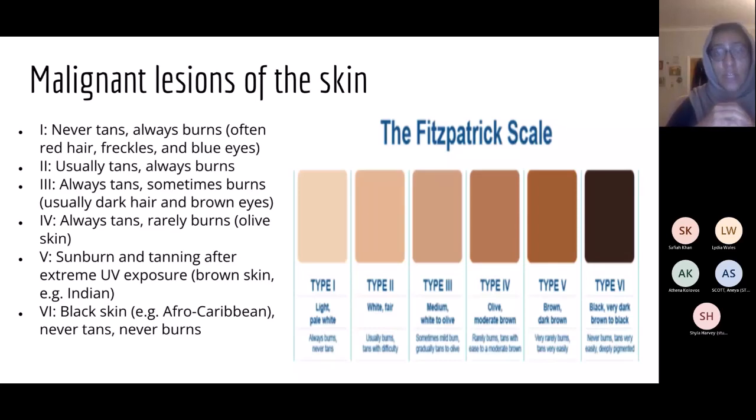And there are other things around immunosuppression, which can obviously make people more prone to certain skin cancers as well. So, obviously, do they have any cancers, or are they taking any immunosuppressants?